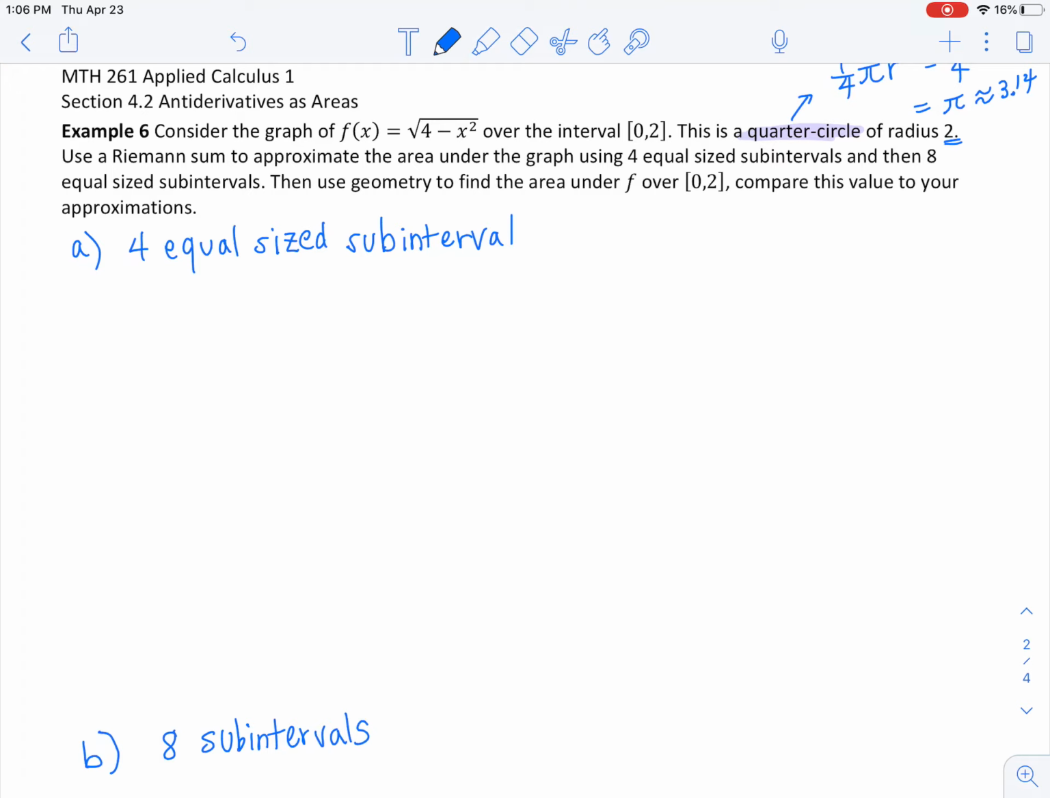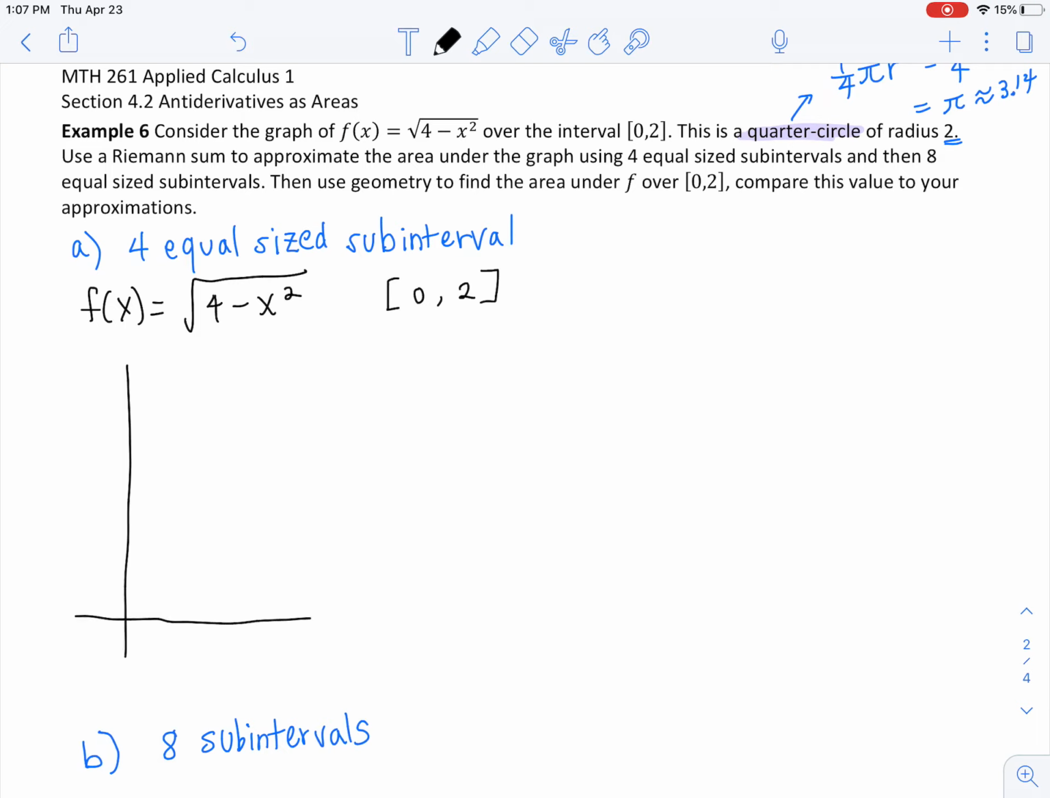That's going to be the exact area. So using geometry, just because this graph happened to be a quarter circle of radius 2, we know the exact area has to come out to be 3.14. Now, which one, A or B, 4 equal size subintervals or 8 subintervals, which one do you think will give us a closer approximation? We're going to find the answer for A and B, and then compare this value to our approximations, okay?